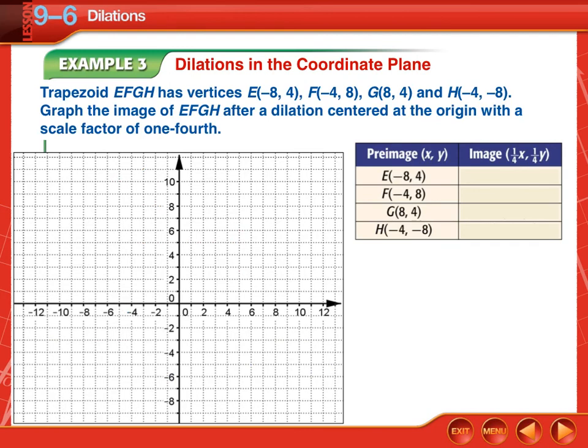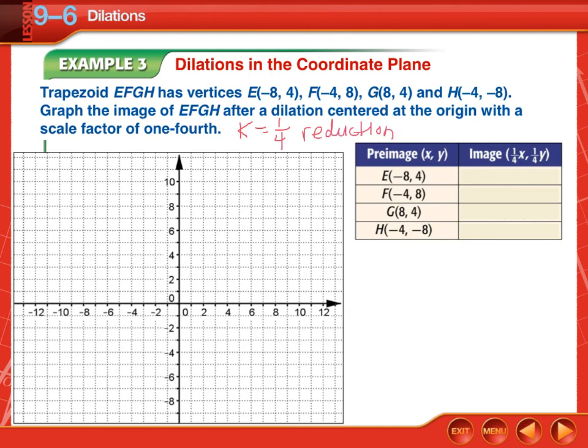And let's look at doing a dilation on the coordinate plane again. We're going to have a trapezoid pre-image EFGH with a specific set of vertex locations, and we're going to graph that pre-image and the image or after transformation, and we're going to find that location by using a scale factor, we're told, of 1/4. So we know right away if the scale factor is 1/4, we're looking at a reduction because k is less than 1.